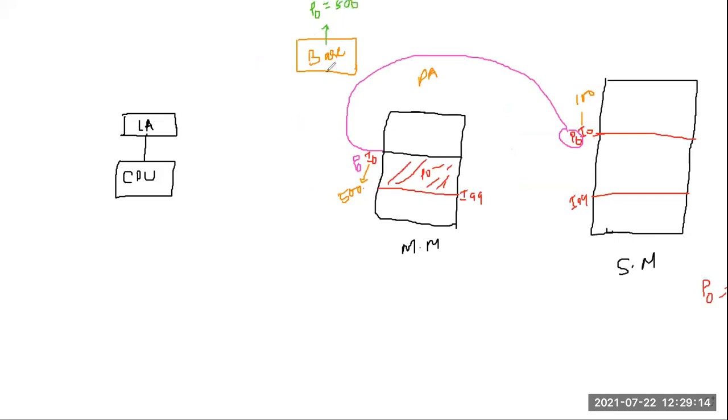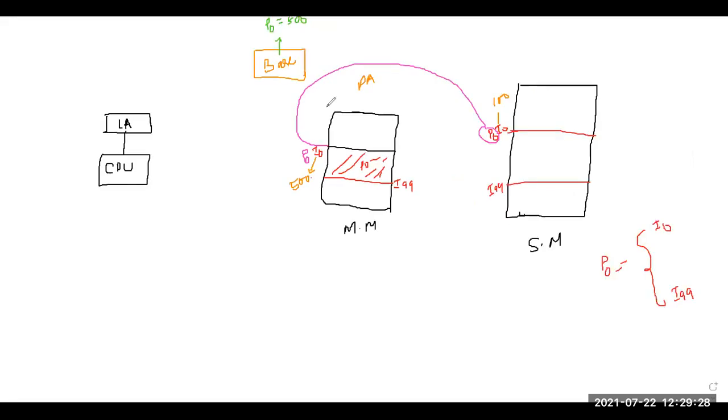Okay? This base register is always going to store the base address of the program P0, or the program which is currently executing. Now suppose the CPU requests instruction number 50. The CPU wants to execute instruction number 50. So I know that this is continuously stored. So what will be the address of instruction number 50? It will be base register plus the instruction number.